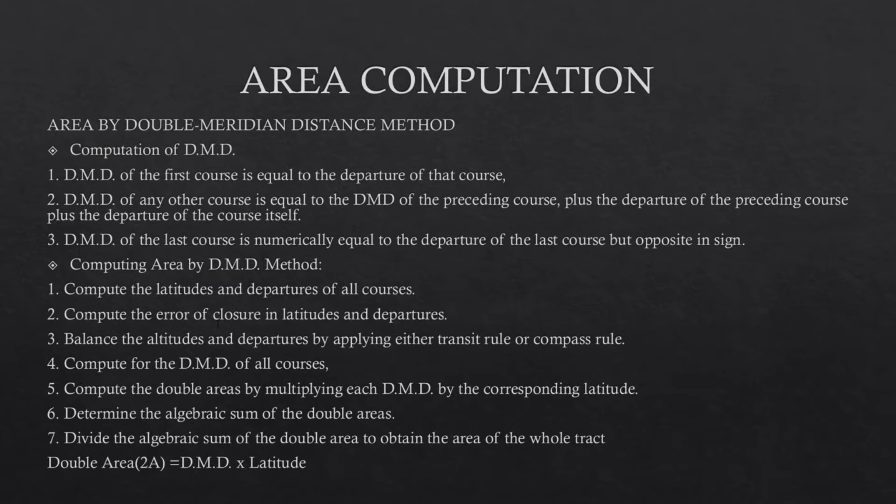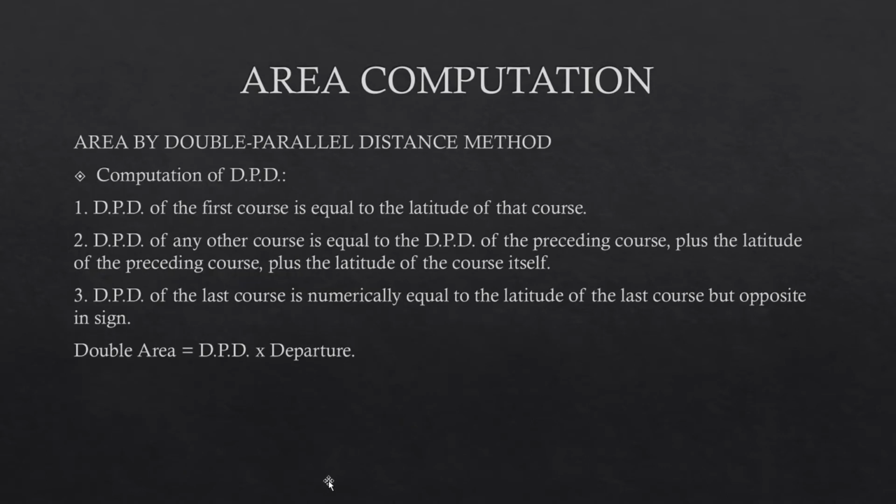Then next, pag nakuha na natin lahat ng 'yon, kunin na natin yung DMD. Then after natin makuha yung DMD, compute the double area by multiplying each DMD by the corresponding latitude. Then next, determine the algebraic sum of the double areas. Then divide the algebraic sum of the double area by 2 to obtain the area of the whole tract. Okay, so double area or 2A is equal to DMD times latitude. Tandaan nyo lang to.